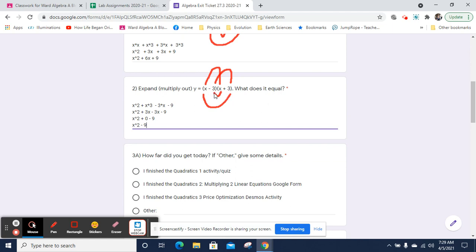If this was x minus 5 times x plus 5, you could think it through probably now, and you'd get x squared minus 25, which is 5 squared. x squared minus 5 squared. There would be a negative 5x and a positive 5x, and they would just cancel each other out. All right, I hope that was helpful.